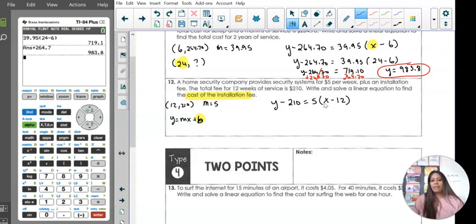So again, I'm not really plugging in for anything. I'm just solving for y and then finding what my y-intercept is. Honestly, at this point, if you want to plug it in Desmos and just see where it crosses the y-axis, you can do that.